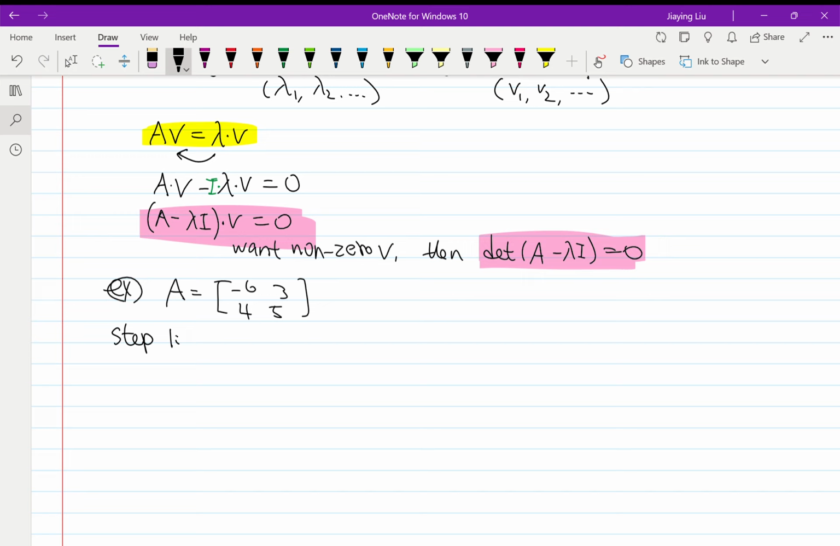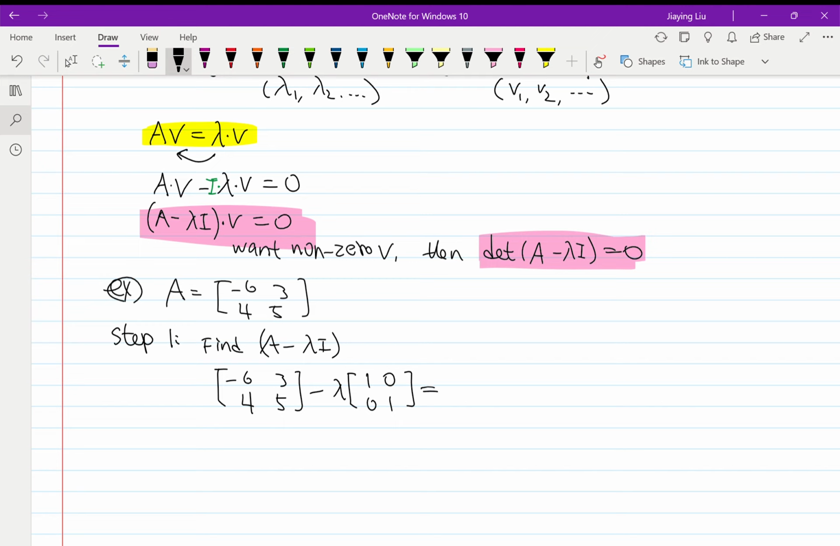To find eigenvalues, we're going to use this formula right here. So we need to know what A minus lambda I is. So find matrix A minus lambda I. Let's plug in A and the identity, so that's A = [-6, 3; 4, 5], minus lambda. We don't know lambda, but the identity matrix has to be a 2 by 2, otherwise we couldn't subtract it from A. So that's [1, 0; 0, 1].